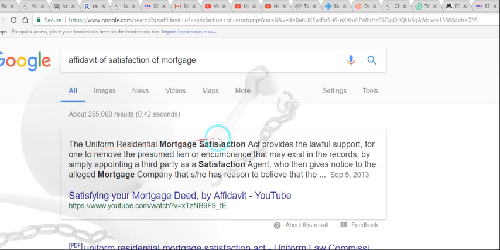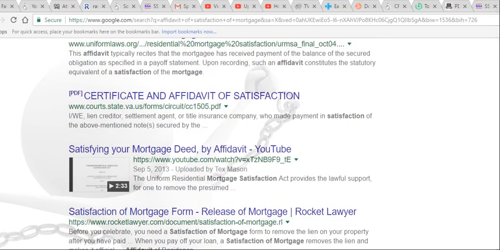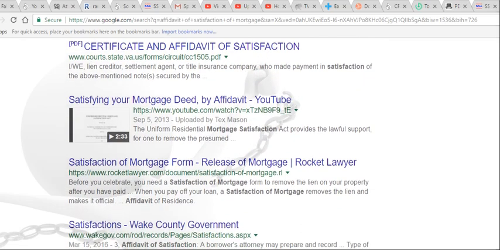See, the Uniform Residential Mortgage Satisfaction Act provides the lawful support for one to remove the presumed lien or encumbrance that may exist in the record by simply appointing a third party as a satisfaction agent. You get somebody else other than you to do it, who then gives notice to the alleged mortgage company that he or she has reason to believe. This is the Tex Mason video. Okay, so I would go and pay attention to that and read the act for yourself.